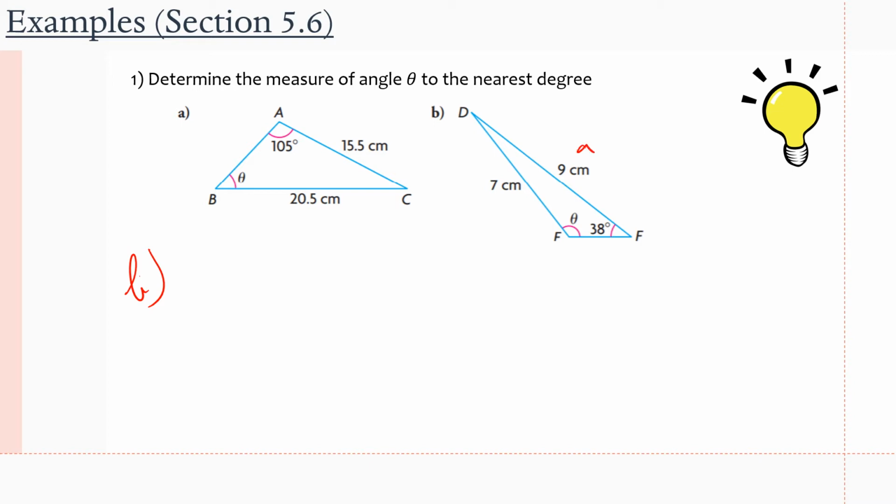So let's say this is side A, this is side B. This is angle, I don't know why there's two F's. Let's make this the E, F.